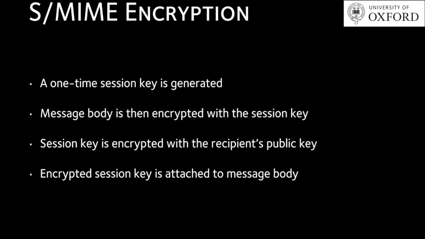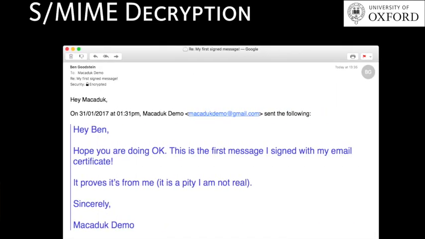Okay, so what's happening behind the scenes here? For S/MIME mail encryption, a one-time session key is generated. So a throwaway key is made. The message body is then encrypted with that session key. And then the session key is further encrypted with the recipient's public key. So at the other end, you can decrypt with your private key. The encrypted session key is attached to the message body and sent off as an attachment.